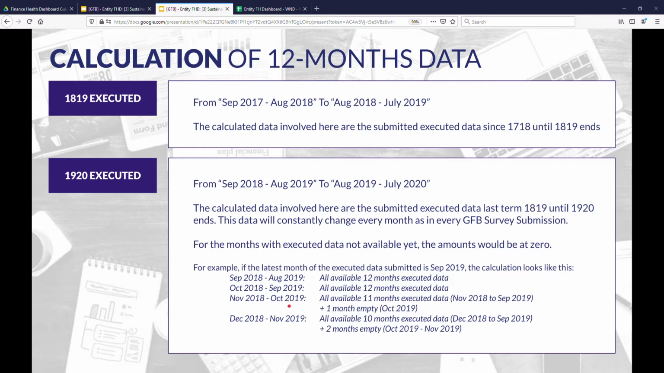For November to October 2019, because October 2019 data is not yet available, 11 months of executed data are available and the last month is 0. Then for the next month, it's 10 months of executed data plus 2 months empty. So you can see how the pattern is going to go.